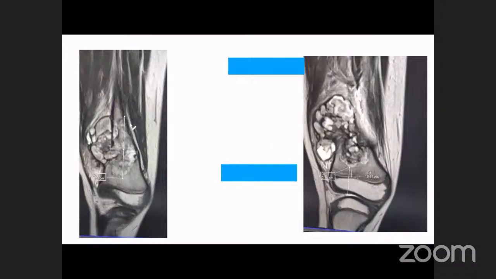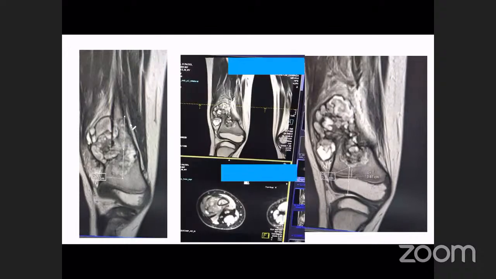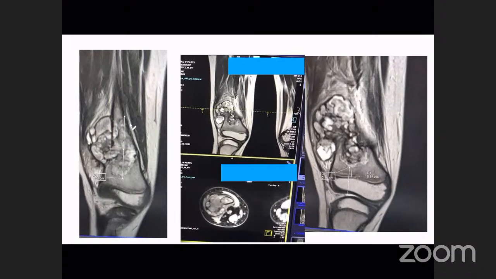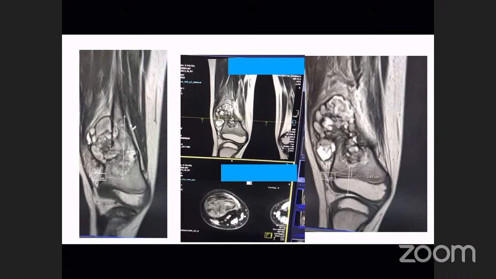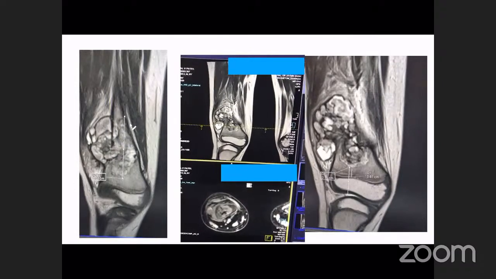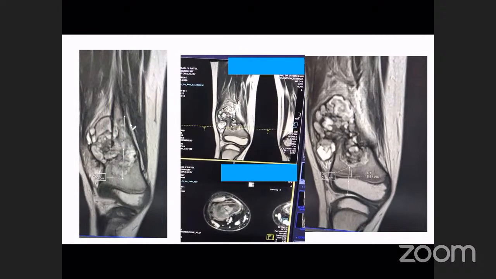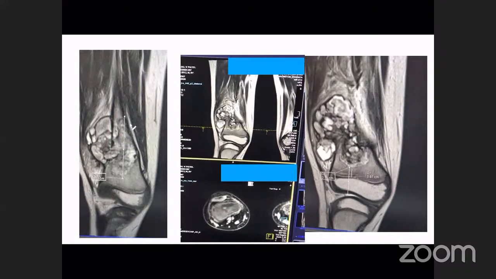I have tried to mark the length of the disease and the distance from the physis and the epiphysis. And as you can see, these are the corresponding axial and coronal MRI images, just to have an idea of what the disease actually was.